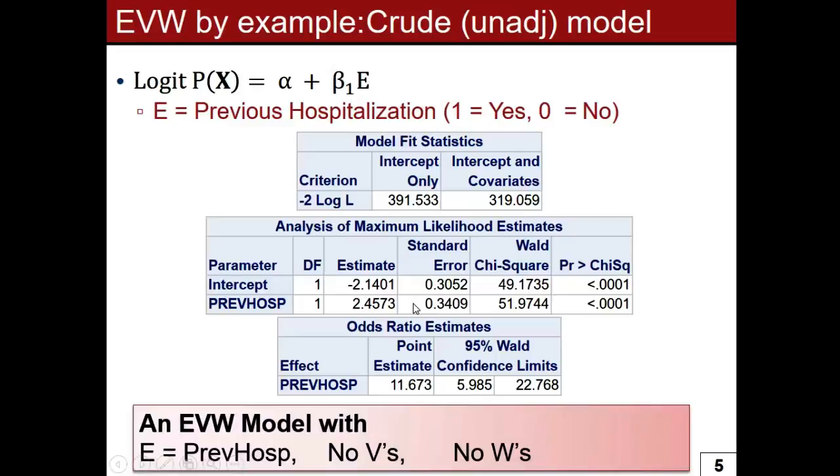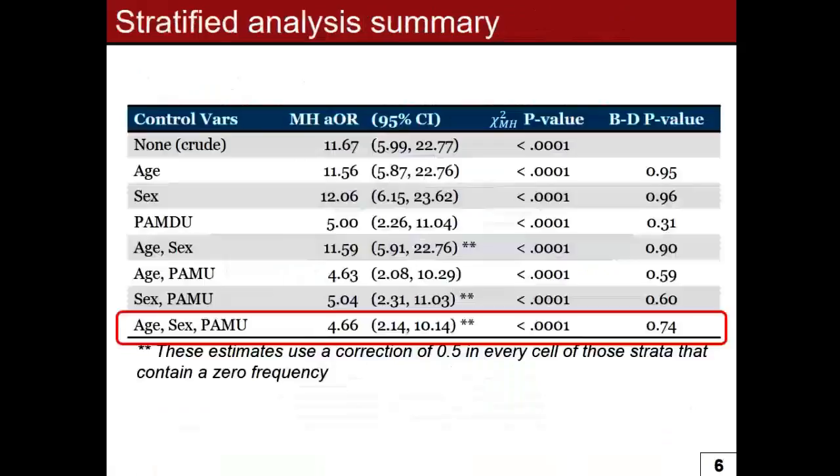So this is the simplest EVW model. It's a model that has only an E, where E is previous hospitalization. It's got no V's, it's got no W's, it's got nothing else. It's got an intercept, but they all have intercepts. So this is the simplest EVW model where only the exposure is included. That's it. Super uninteresting. But the idea is we're no longer calling this X or pre-hosp or whatever we want to call it.